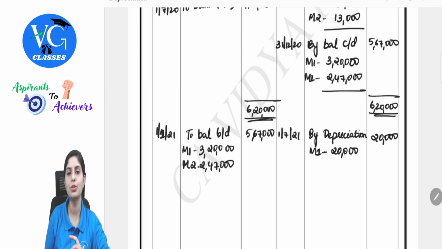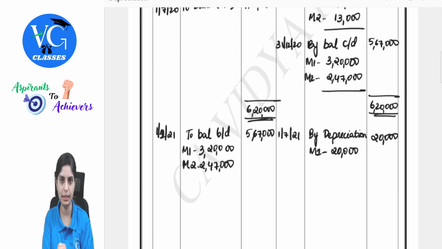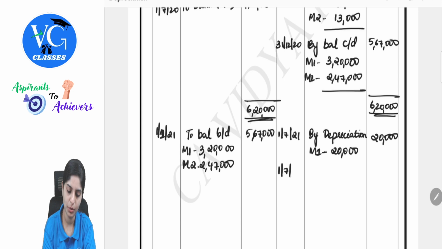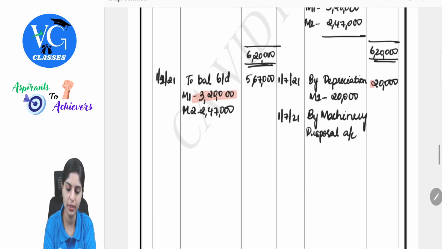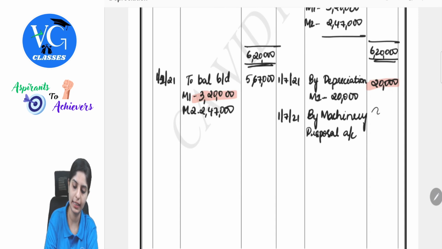Now remember guys, if this was a normal machinery account, we were recording all the sale as well as profit or loss here itself. They have asked you to prepare a separate account called machinery disposal. So we will transfer the respective balance to that particular account. After providing depreciation, I will transfer the balance to machinery disposal on 1st July 21, and there we will record all the sale transaction by machinery disposal account. What is the value? See, 320 minus 20, so that will be 3 lakh.